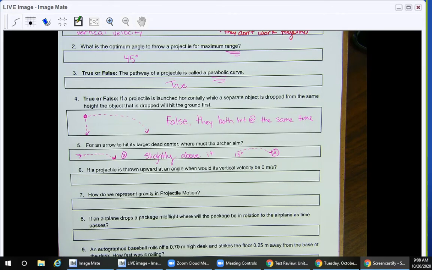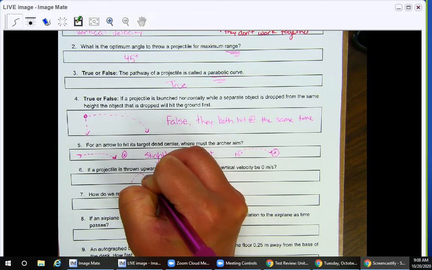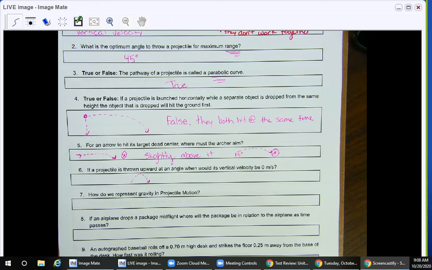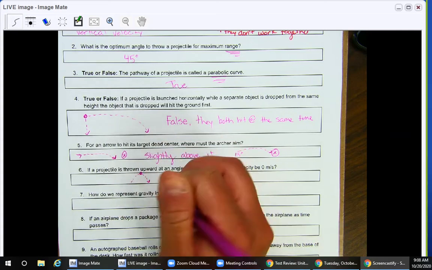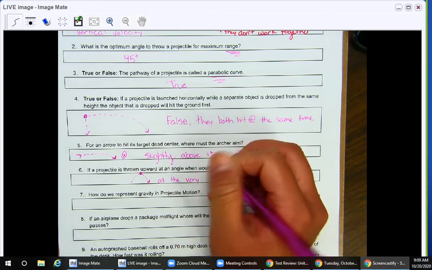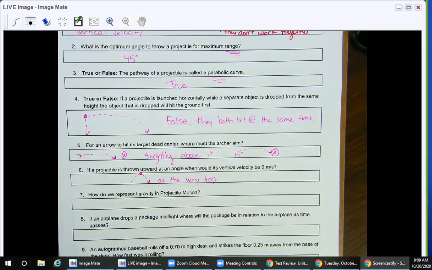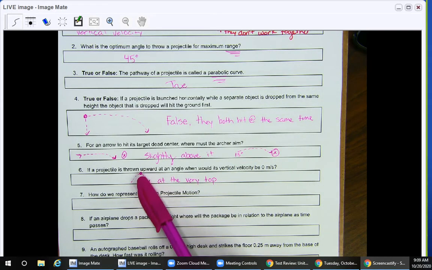Number 6, if a projectile is thrown upward at an angle, when would its vertical velocity be 0 meters per second? So if we throw anything up in the air and it comes back down, where is the velocity 0 meters per second? At the very top. Good job. Remember, velocity is 0 just before it comes back down. It starts to slow down as it goes up, and then it starts to gain speed as it goes back down. So at the very top, it's 0.